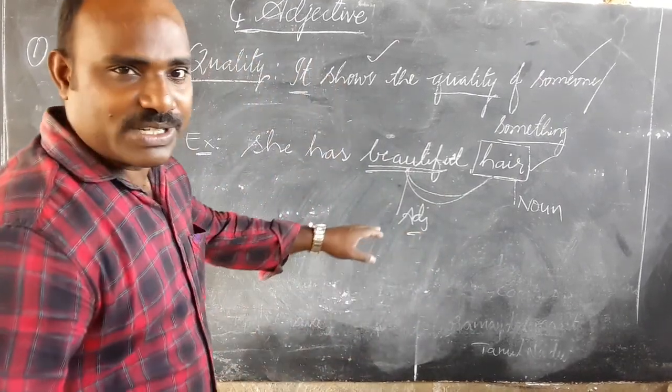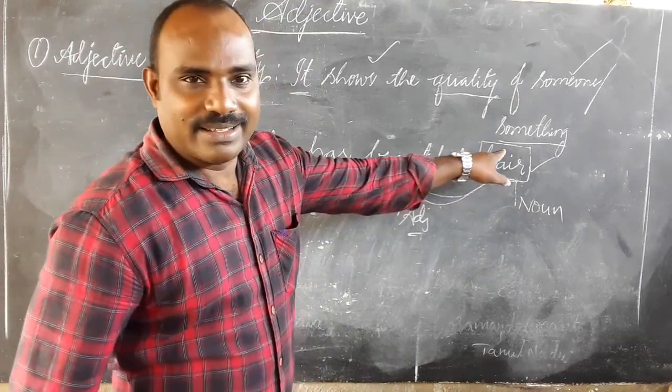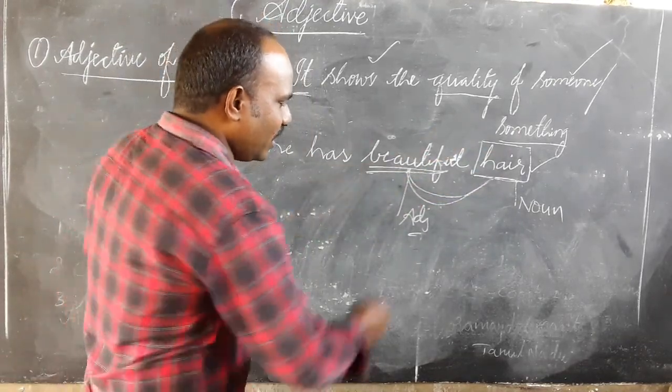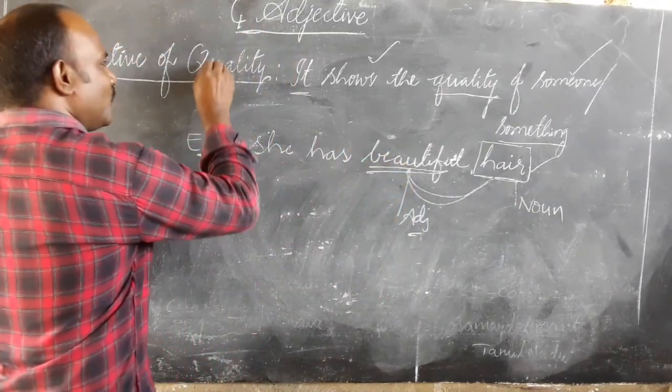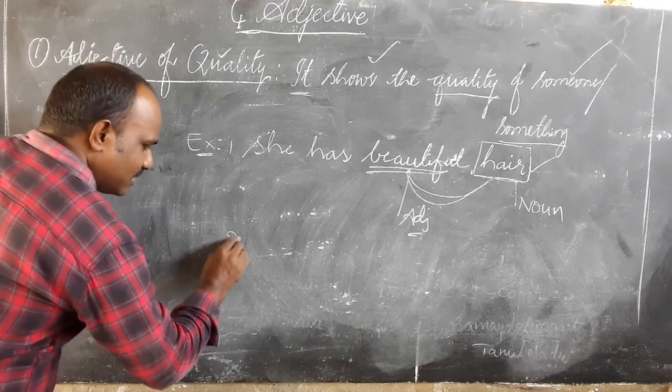What kind of adjective is it? Because it shows the quality of her hair. That's why it can be the adjective of quality. One more example. Second example.